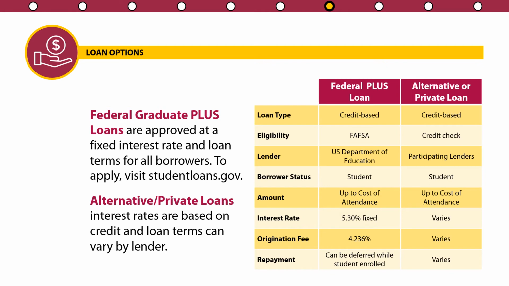There are also alternate private loans. Interest rates vary, origination fees vary, and repayment varies. So you'd want to work with a lender that you trust to see what their terms and conditions are for that private loan. We usually recommend that students use the Plus loan or try not to use loans at all, as interest can be very high on paying out those loans.